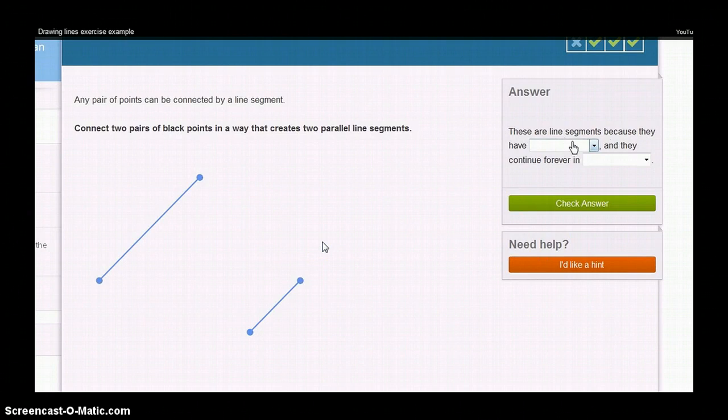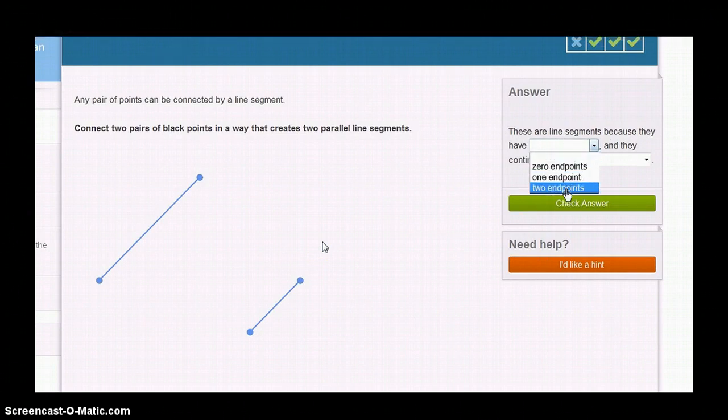And these are line segments because they have two endpoints. Look what he's clicking on over there. They each have two endpoints. And they continue forever. Well, they don't continue forever. They continue forever in no direction. If it was a ray, it would continue forever in one direction. If it's a line, it continues forever past both of these points. In fact, it wouldn't have endpoints because it would just continue forever in both directions.